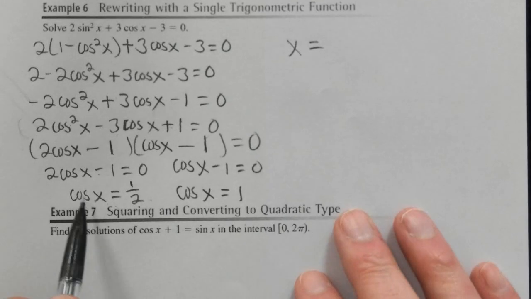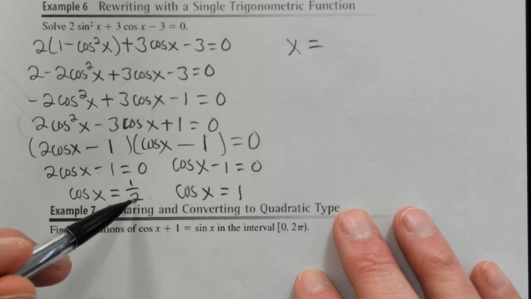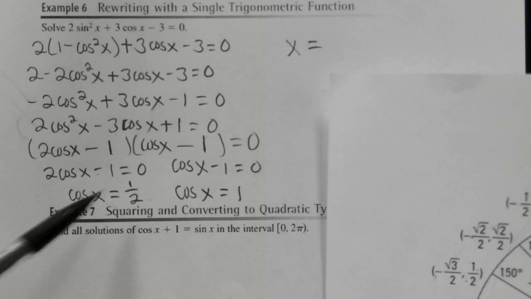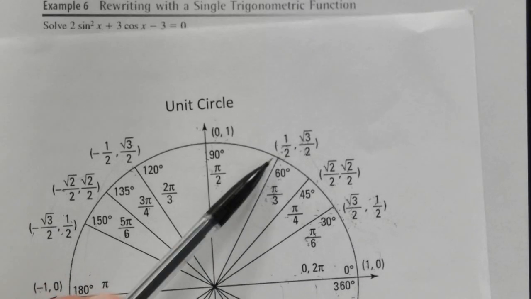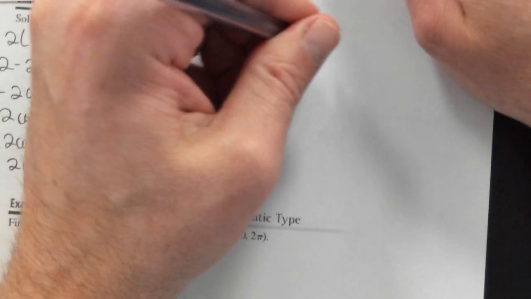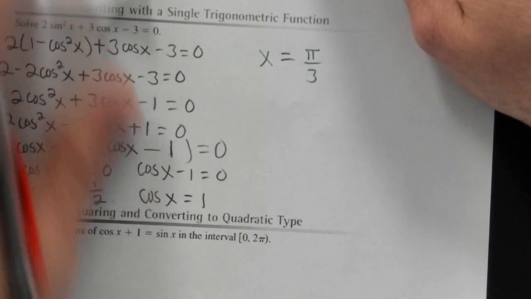So now, again, I'm looking on the unit circle for an angle whose cosine is 1/2. Remember, the cosine is the x-coordinate. So let's go around and look for 1/2 on the x-coordinate. There's 1/2 at pi over 3, so pi over 3 will be a solution.